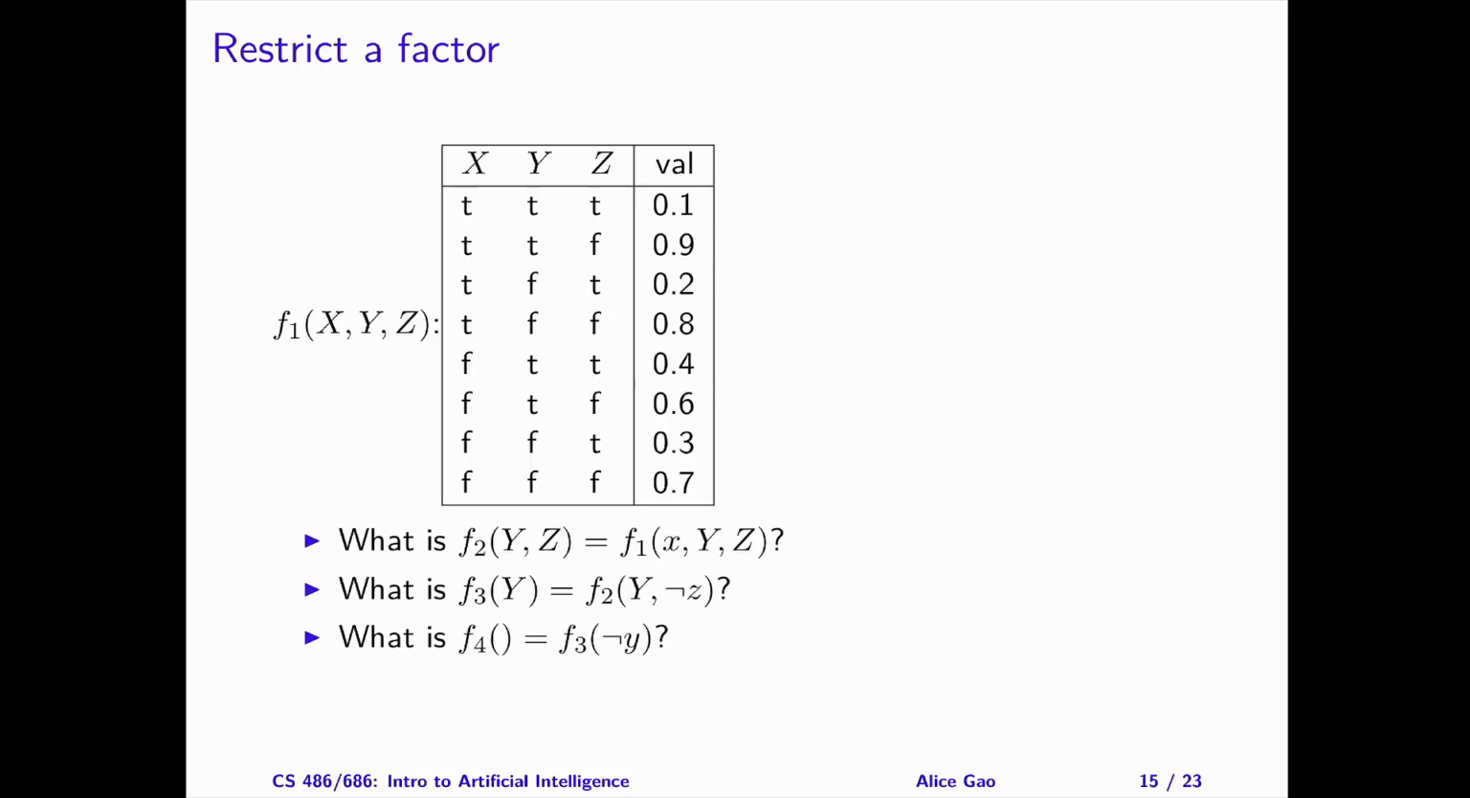Let's look at an example. f1 is a factor with 3 variables. We want to set x to be true. We can do this by keeping only the rows for which x is true and deleting all other rows.